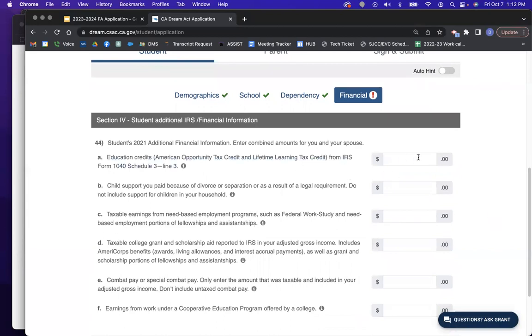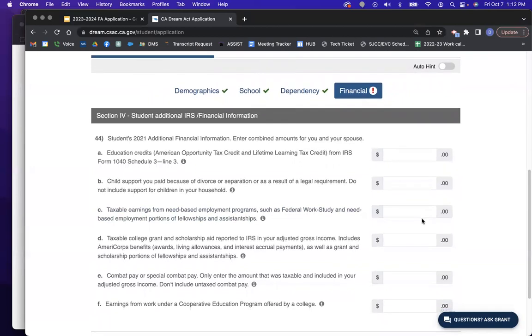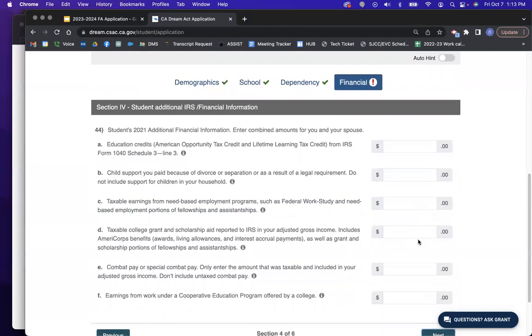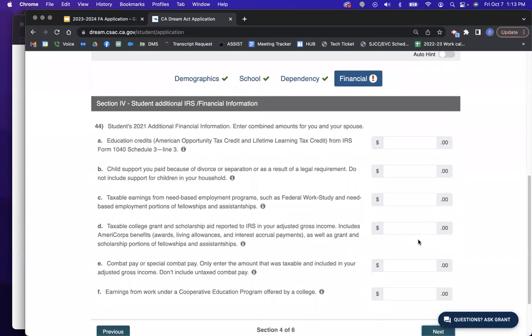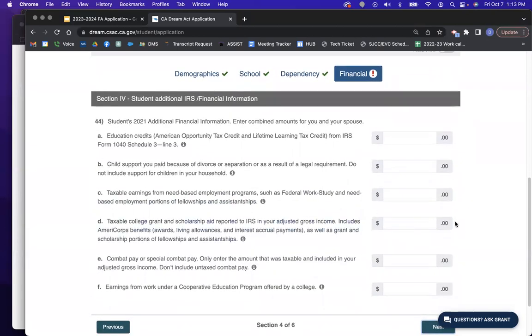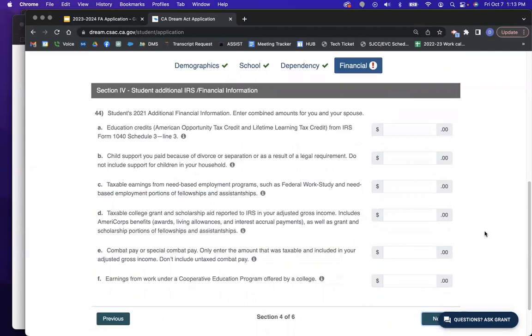So education credits, you could look to see if you have a Schedule 3, and then look at line 3 if it's on there. If you do have to pay any child support because of divorce or separation, you put it on here. Any taxable earnings that you get from federal work study, any taxable college grants or scholarships that you need to report. And if you do get any of these, you will be notified. Not all the scholarships are taxable. So if this doesn't seem familiar, it doesn't apply to you, so you can leave it at 0.